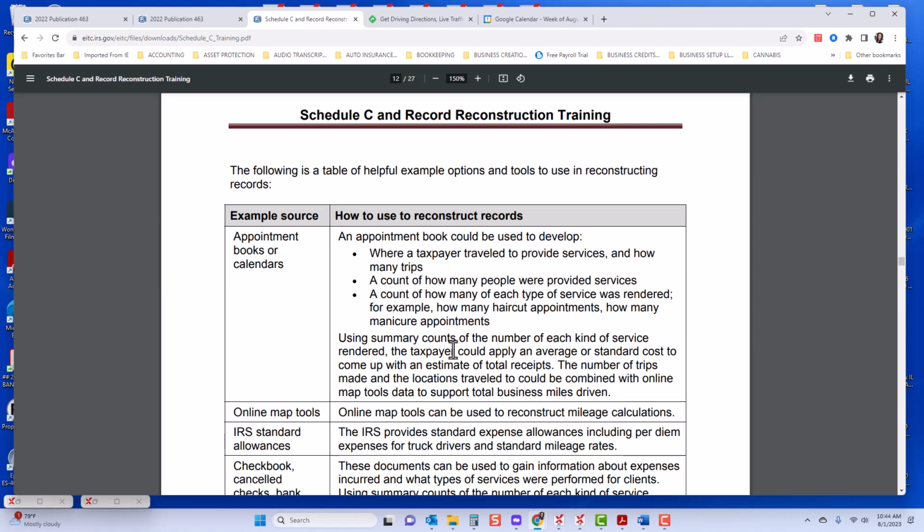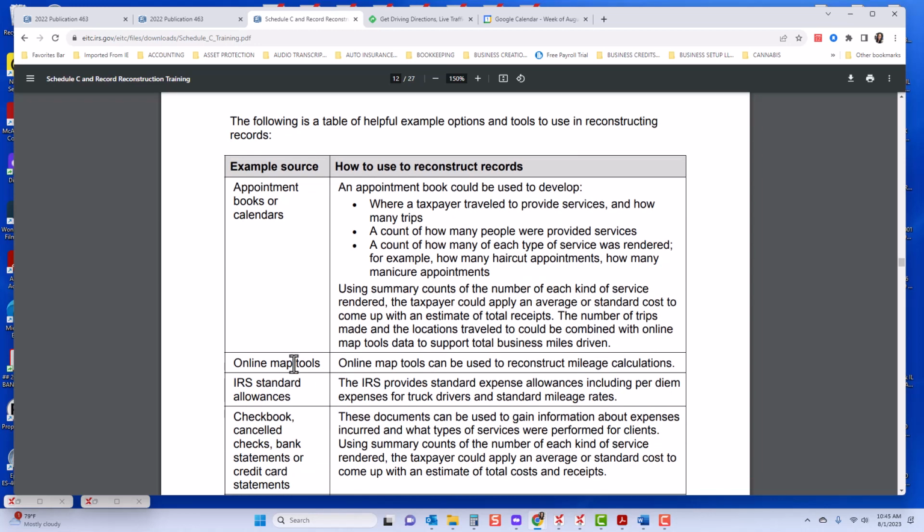And then using summary counts of the number of each kind of service rendered, the taxpayer could apply an average or standard cost to come up with an estimate of total receipts. The number of trips made and the locations traveled to could be combined with online map tools data to support total business miles driven. So then we have here the online map tools, and the online map tools can be used to reconstruct mileage calculations.